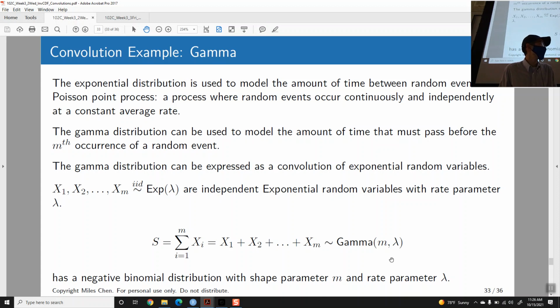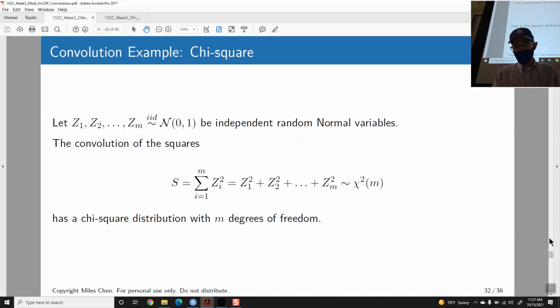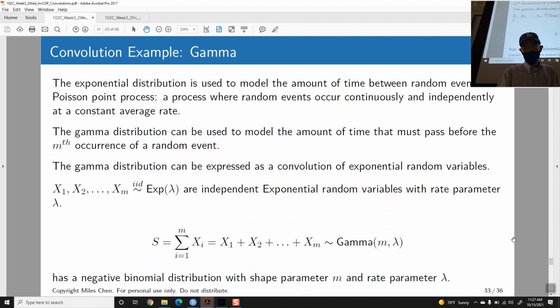So a lot of these things are like this: if you know how to do a simple thing and you have the ability to generate randomly, you can generate more complicated variables. Oops, I copied and pasted some text. This should say gamma. This has a gamma distribution with shape parameter m and rate parameter lambda. Sorry for the typo. Gamma distribution.